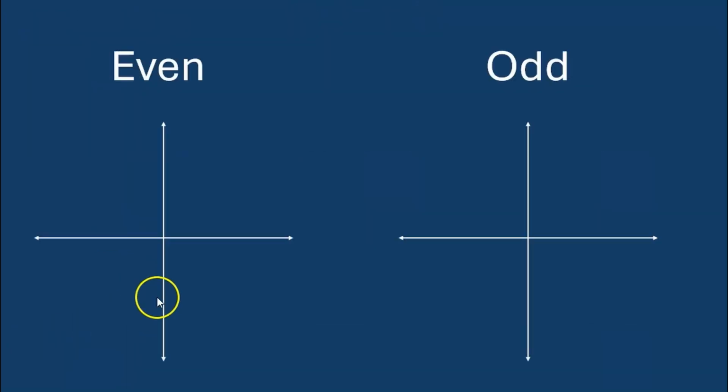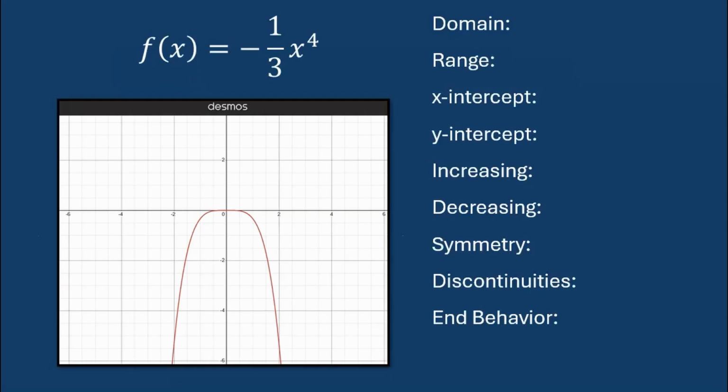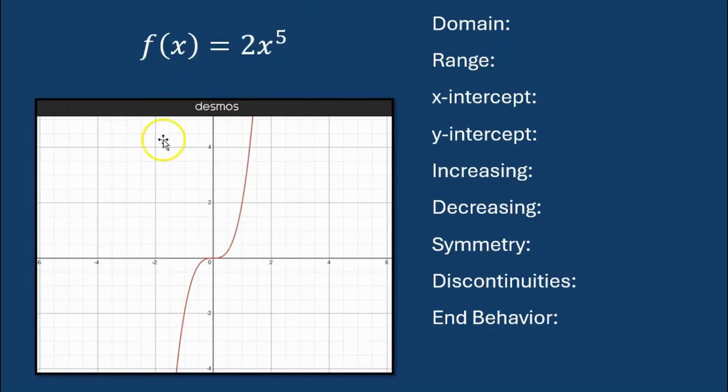Then we're going to talk about general form between even power functions and odd power functions. Finally, we're going to look at 2 different power functions and analyze them based on all of these parameters. This is the first and is an even function, and this is the second and it's an odd function.